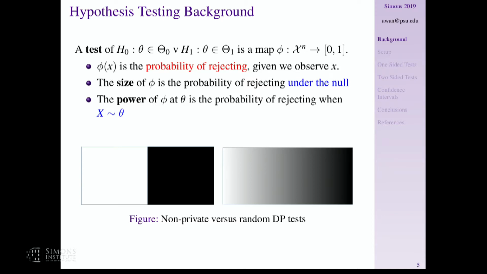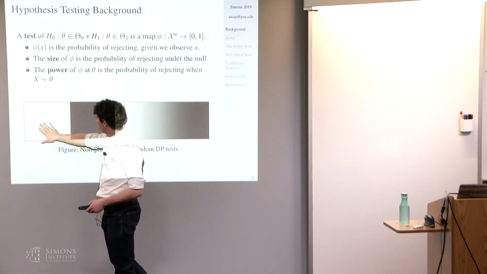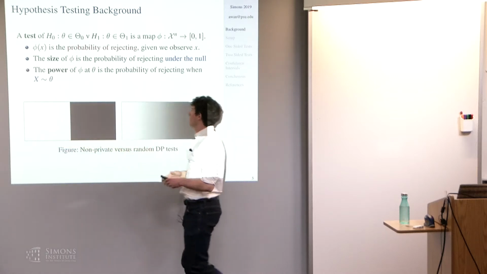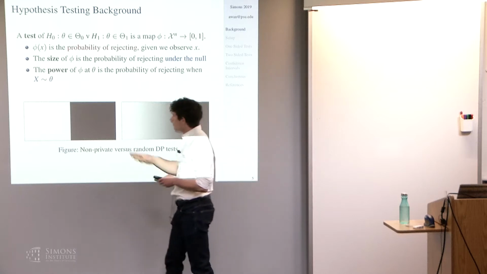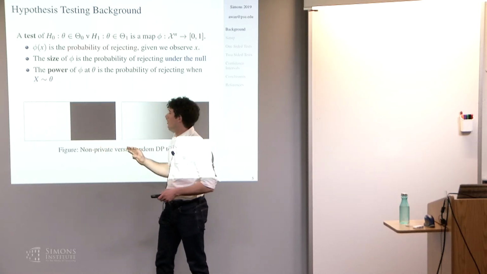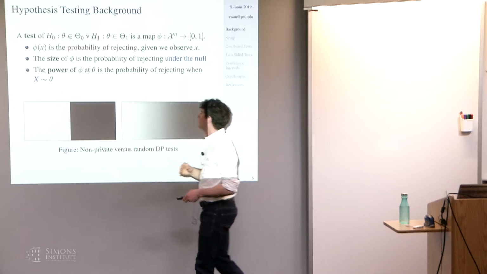So typically in classical statistics, we have deterministic tests. And so if the rectangle is our parameter space, then we might have, at some cutoff point, we would go from never rejecting to always rejecting. Oh, sorry, I misspoke. This is the space of databases. So for some databases, you would never reject. For some databases, you would always reject.